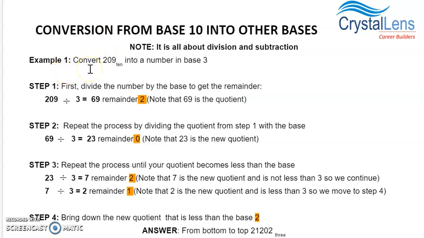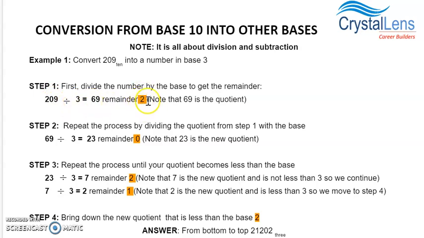This example says convert 209 in base 10 into a number in base 3. Our first step is to divide the number, that's the number that you were given, by the base that you are asked to convert to, in order for you to get the remainder. So 209 divided by 3 gives you 69, remainder 2.